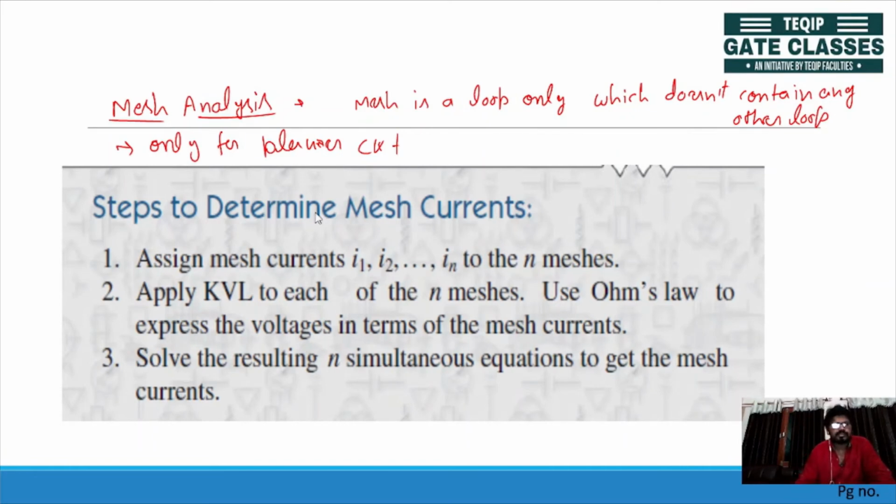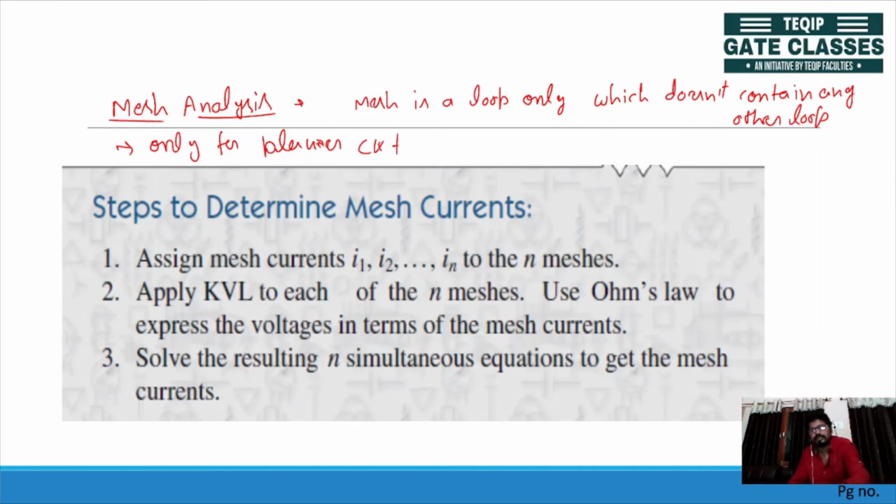Okay, so let's discuss the steps which we have to follow. Mesh analysis is the solving method in which we take a mesh current as a circuit variable. So identify meshes first, then assign mesh currents in each mesh, apply KVL in each mesh, and using Ohm's law express the voltage in terms of mesh current, because the mesh current here is your circuit variable. Then solve the simultaneous equations, get the value of mesh currents.